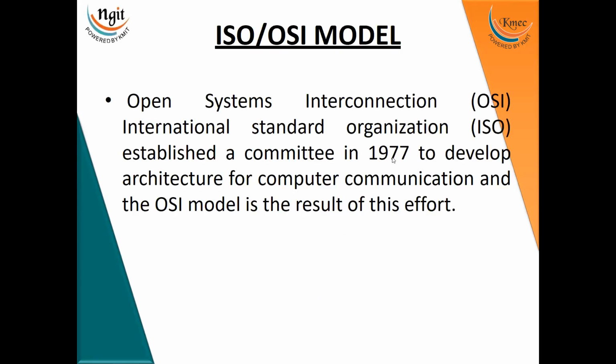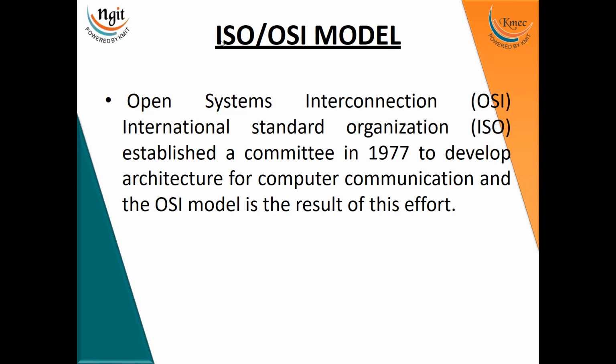Today we'll start with one of the important concepts of our first unit in CN, the ISO OSI model. What is meant by this OSI model? Here we are going to name it as the ISO OSI model. Why? The International Standards Organization established a committee in 1977 to develop the architecture for computer communication, and the OSI model is a result of this effort. That's why we call it the ISO OSI model.